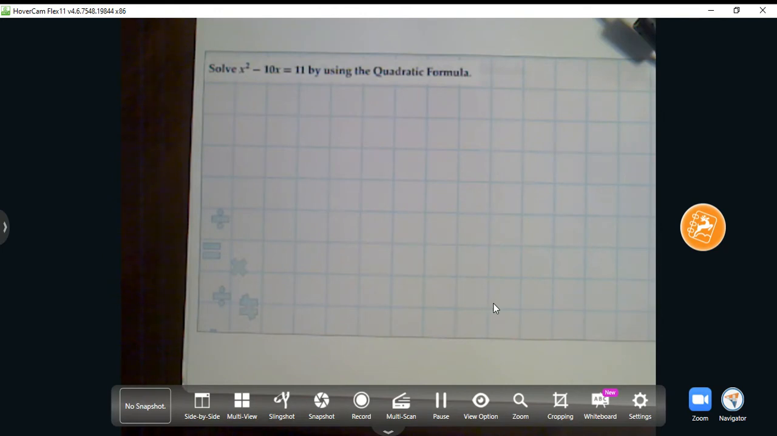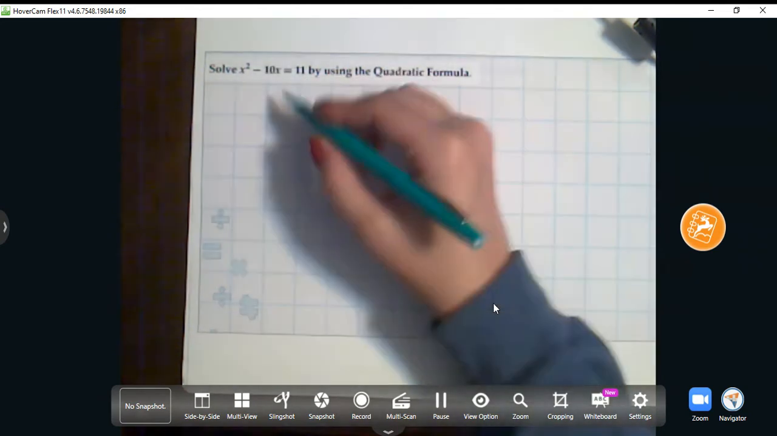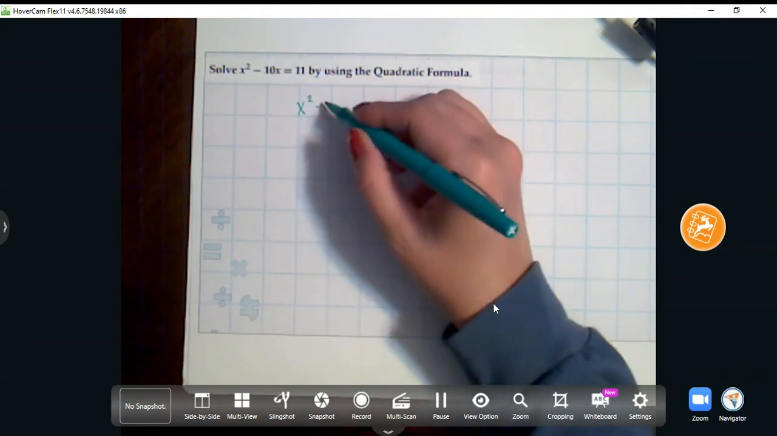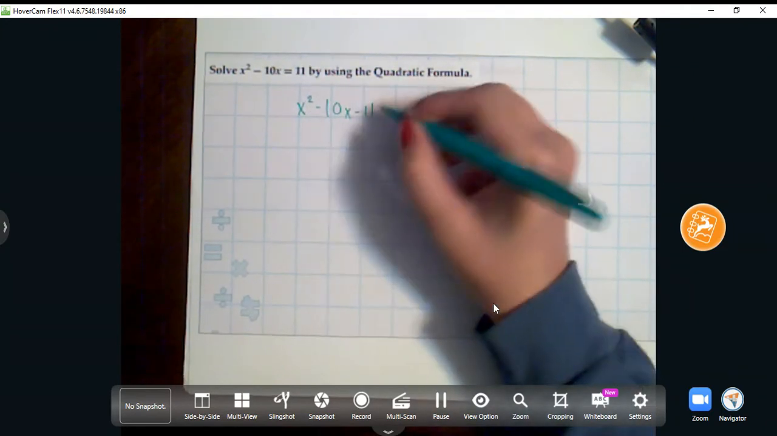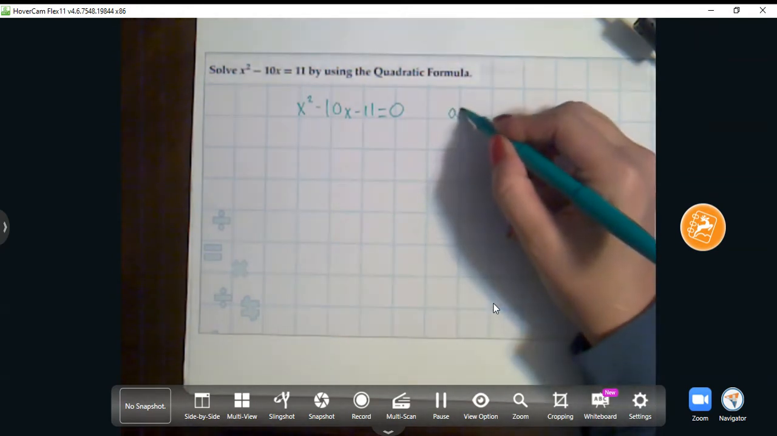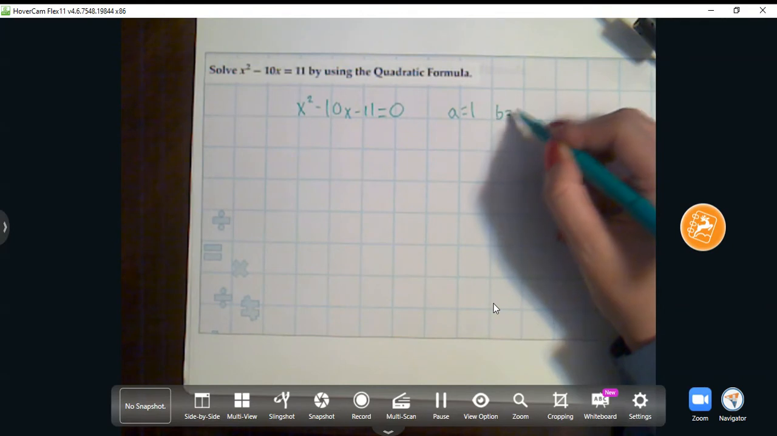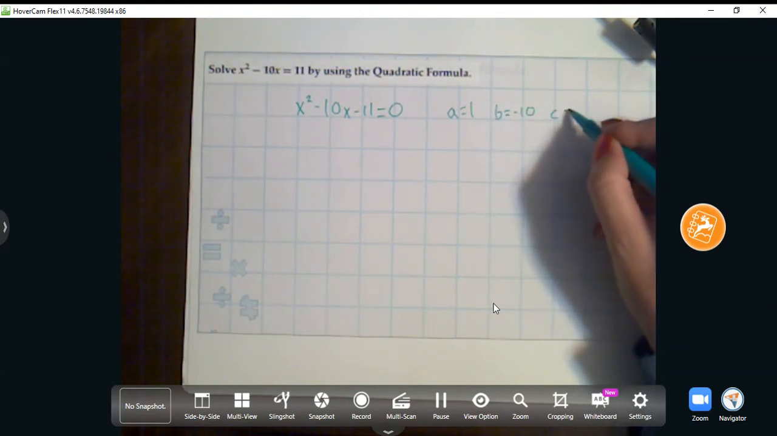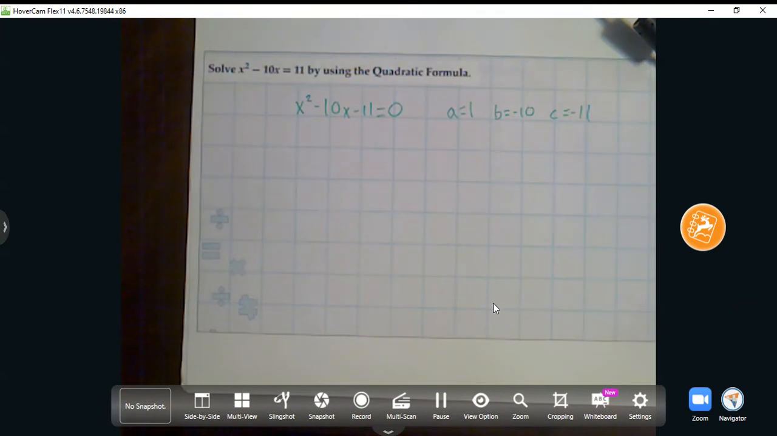So remember that our first step when we're looking at a quadratic equation is that we need it to be set equal to 0. So our first step is going to be to subtract 11 from both sides. And then we want to identify our coefficients. So notice here, our a is going to be 1, our b is going to be negative 10, and our c is going to be negative 11. Notice that our coefficients include the sign, whether it's positive or negative. For our x squared, because there's not a number there, remember that is an understood 1.